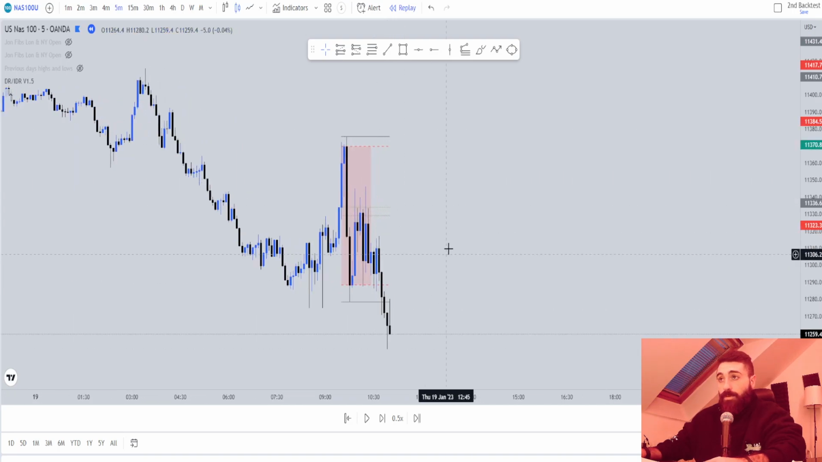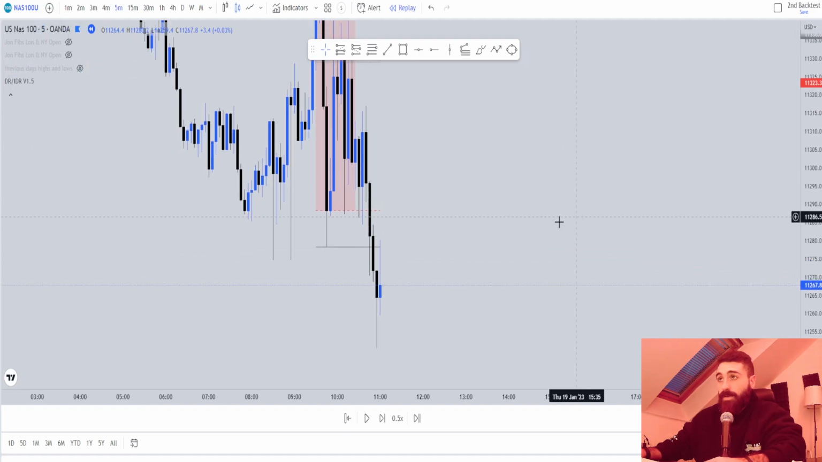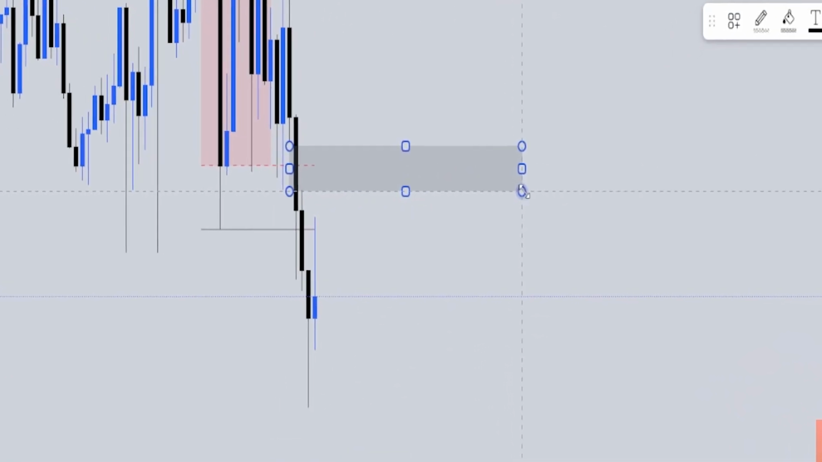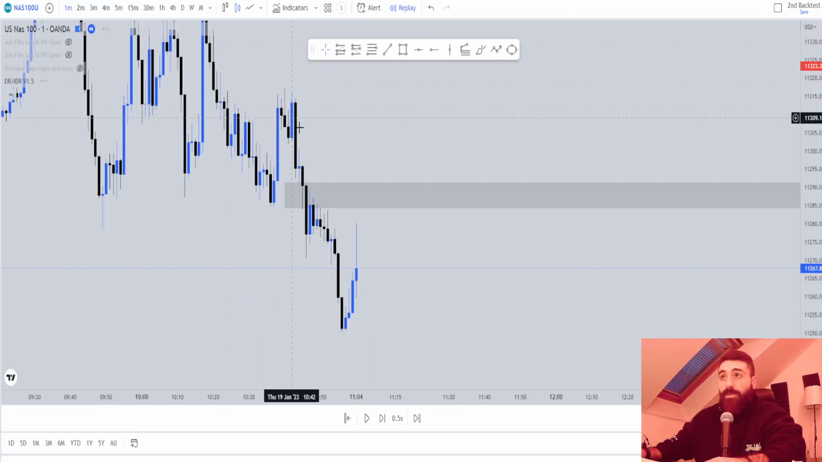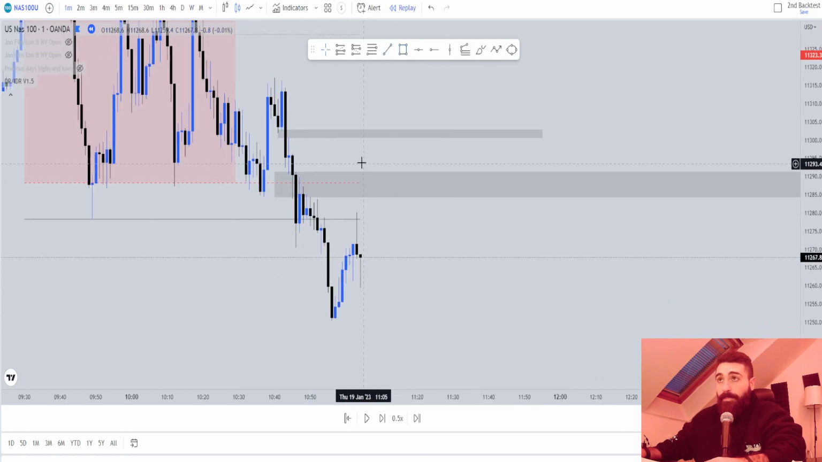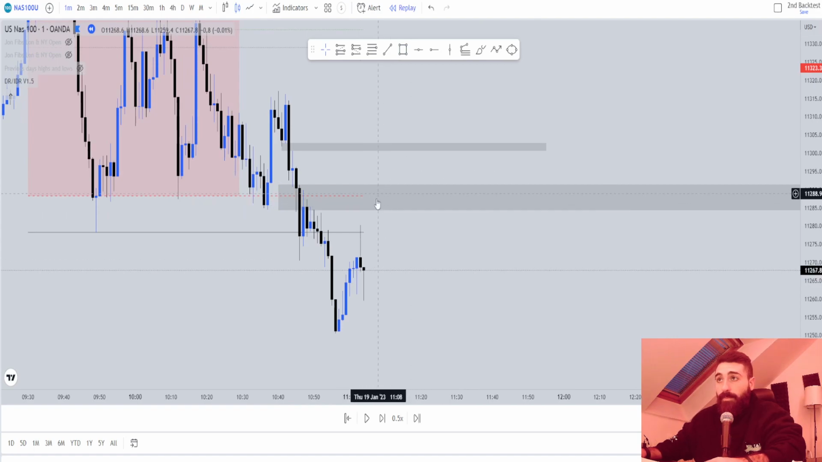We close below. We retrace back to the IDR right here. But we have a fair value gap right here. Okay, let's go to the lower time frame. We went here. There's a fair value gap here. There's a fair value gap here. So we want the price to come back here, basically.